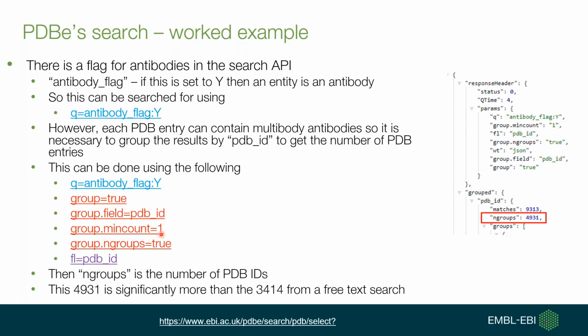We're only going to return groups when there is actually one, and we're going to return the number of groups that we have here. And I'm only going to return PDBe ID using a field list like we had before. And then within the response that we get back, we can see that we have an nGroups field that has appeared. And we've got 4,931 PDBe entries that likely contain an antibody, which is significantly more than we get from doing a free text search.